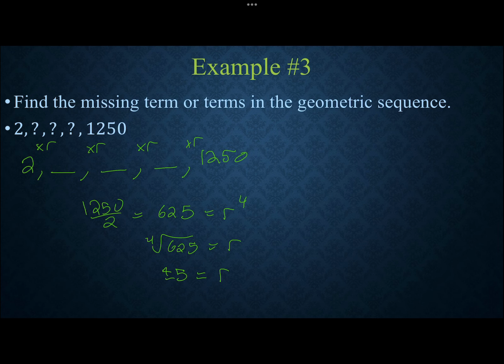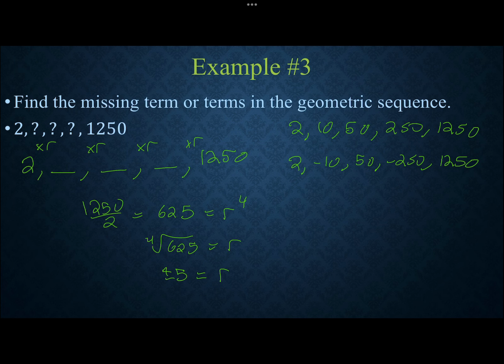If r is a positive 5, it would be 2, 10, 50, 250, 1250. If r was negative 5, it would be 2, negative 10, 50, negative 250, positive 1250. You can see in both cases we start at the same number and end with the same number. There's just some differences in the middle.